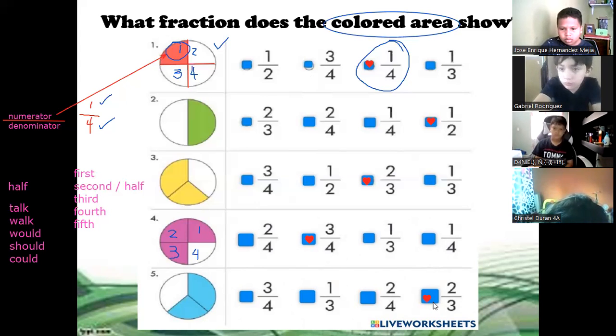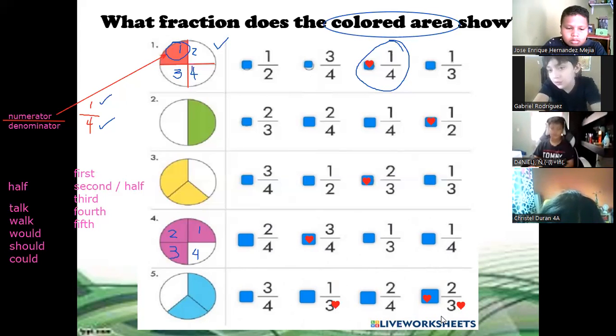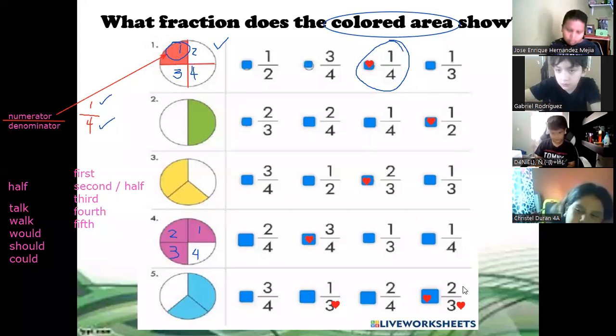2/3. Because the whole is divided into 3 parts. The number 3 is the denominator here. So you got 2 options. But how many are in color? 2. So our answer is 2/3.